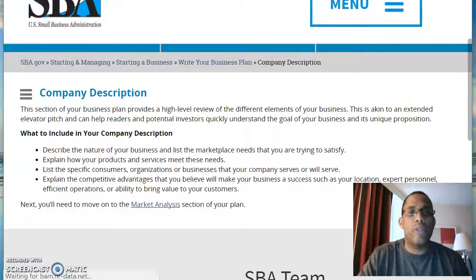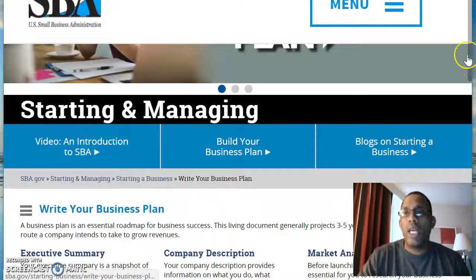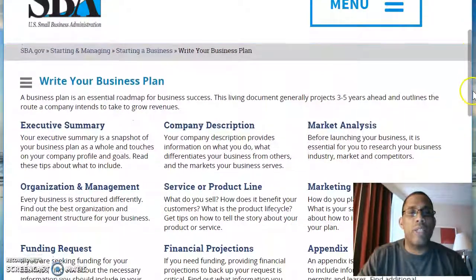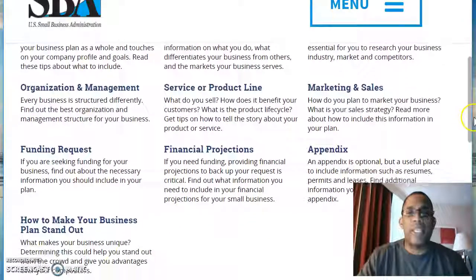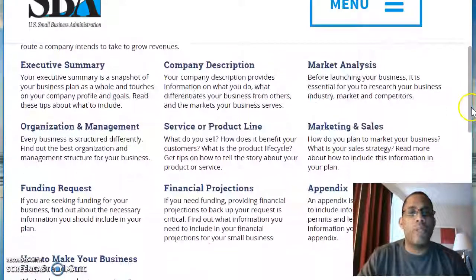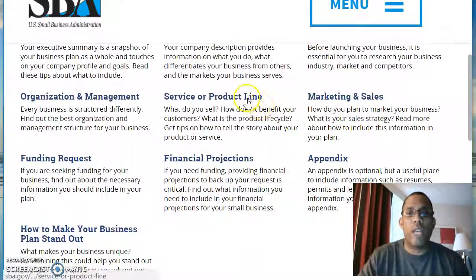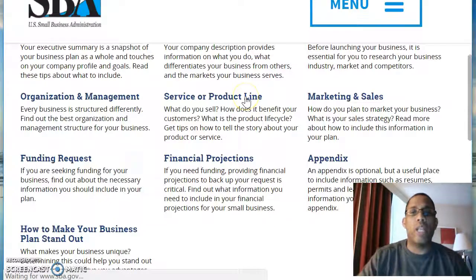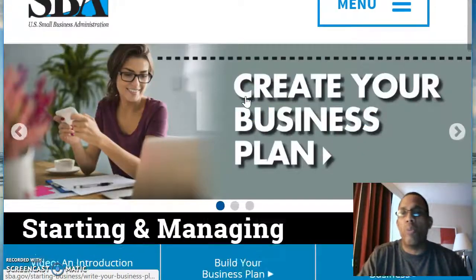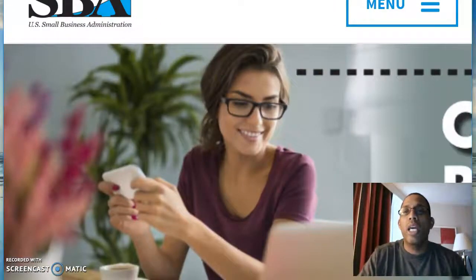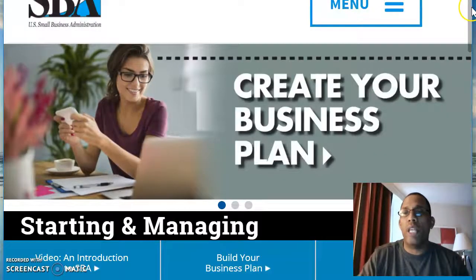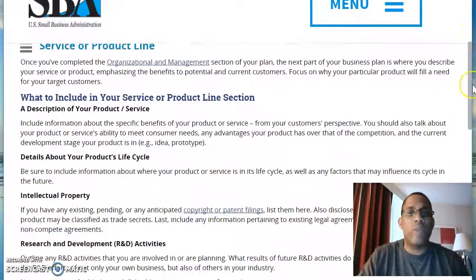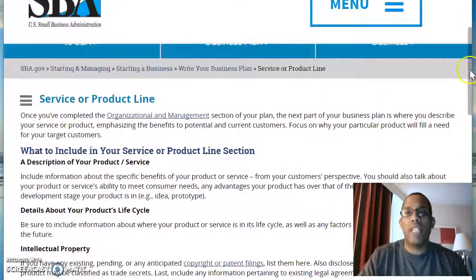Let's go back. So that was company description. We also should have done to this point, I almost believe, product and service, which was the second one in week 1. So here's a product and service line. So we go to the product and service line section. I'm going to fix this back to default. Go back to the product and service line section. And these are the things that should be included in that section of your business plan.